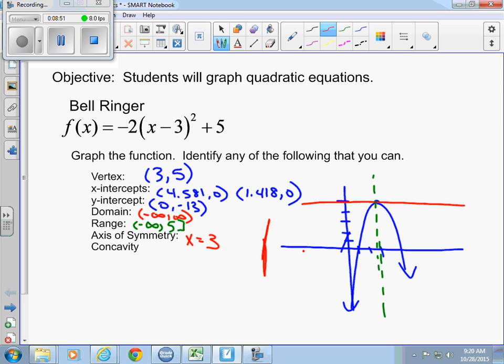Another word is concavity. Concavity is how does it turn? Does it open up or does it open down? Does it cave in downwards or cave in upwards? We're going to say up or down. So is this concave up or concave down? Down, it's opening down. Okay, so this is actually a lot of what we're learning how to do today. But I just want to see how much you already knew and go from there.